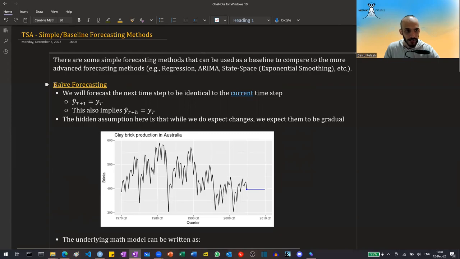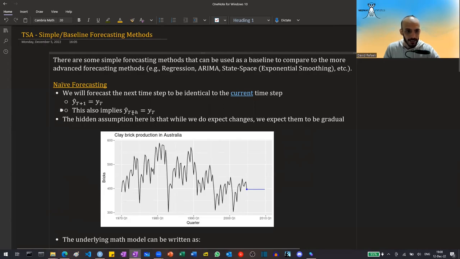The first one is called naive forecasting, and what it does is just forecast the next time step to be the previous time step. So if our time goes from 1 till capital T, then the value at capital T plus 1 is just the value at capital T, the last value we've seen in our observed data.